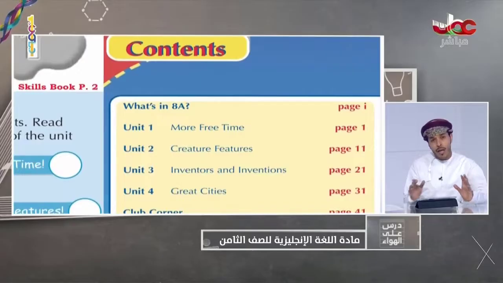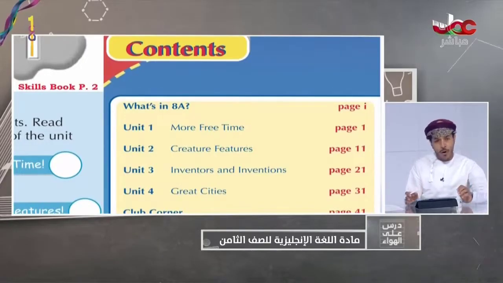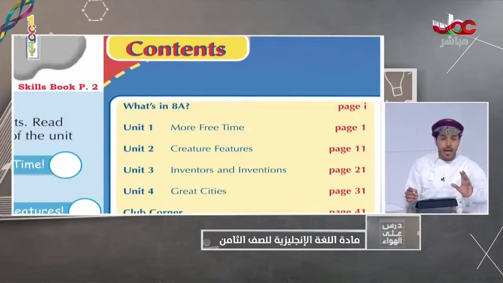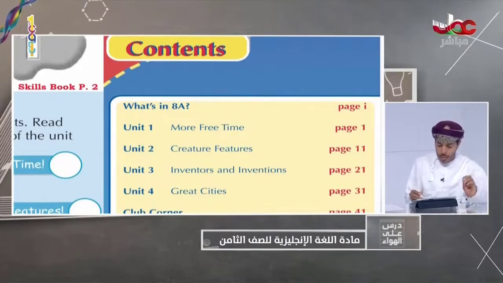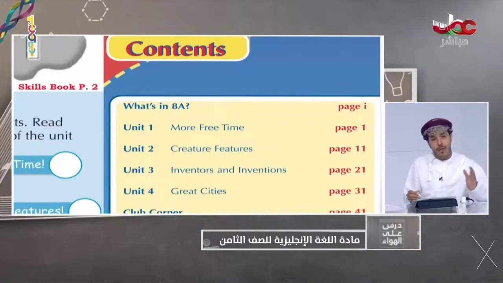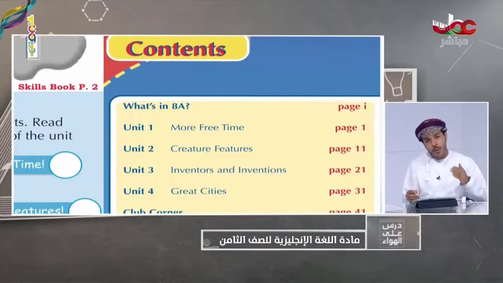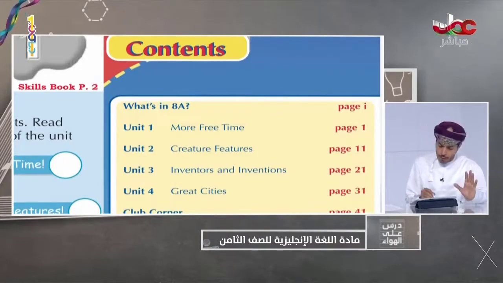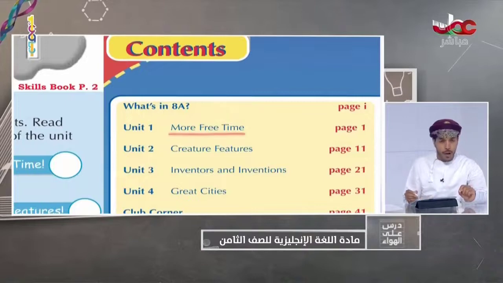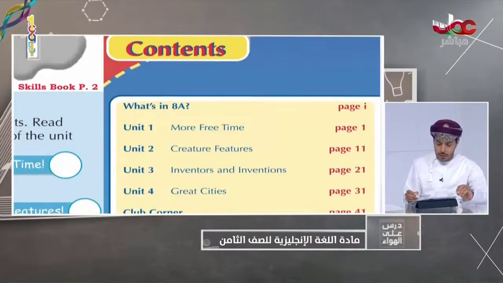First, I would like you guys to open the content page. On this page, we can see the divisions of the book. And we can see that we have 4 units. All these units have different topics, and these topics are going to be with you during the first semester. The first unit is More Free Time, and this is going to be our lesson today.